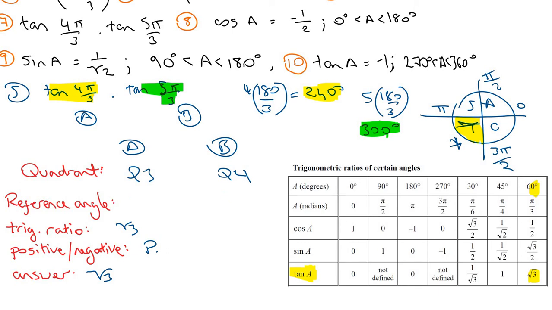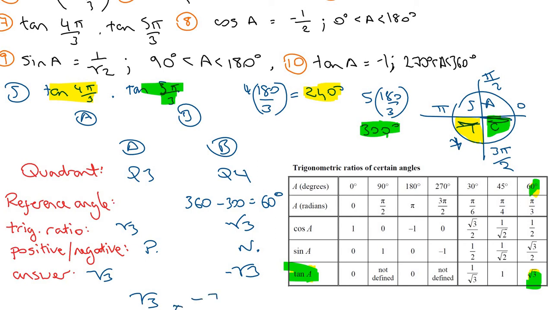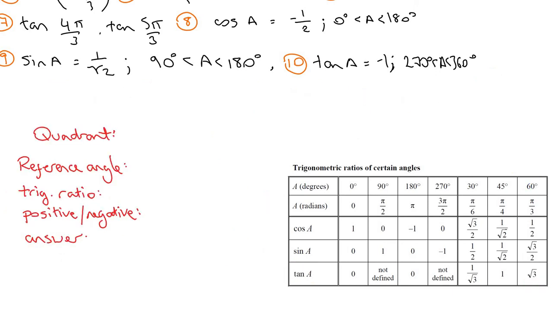Well, the reference angle in quadrant number 4 is just going to be 360 degrees minus 300, which is also 60 degrees. We've already looked up tan of 60 degrees, which is root 3. But this time it's in quadrant number 4, where tan is negative, so the answer there is minus root 3. So overall our answer is going to be A times B, which is root 3 times minus root 3, which is just minus 3.